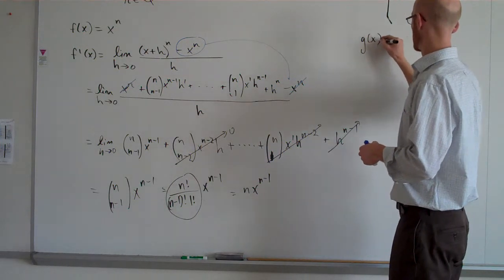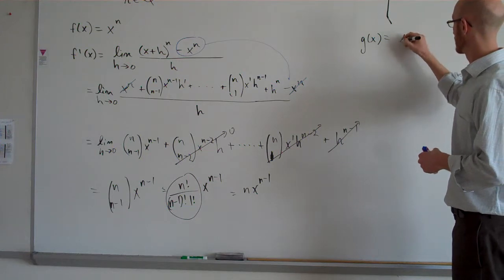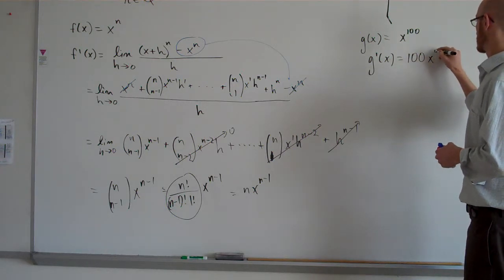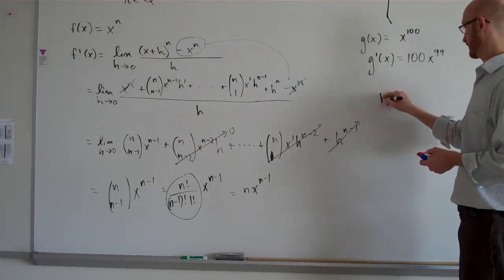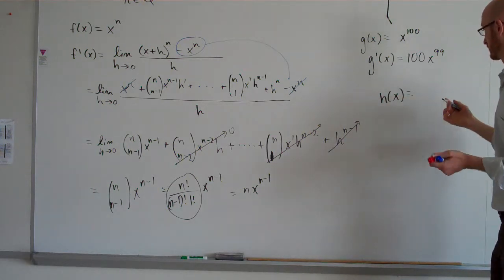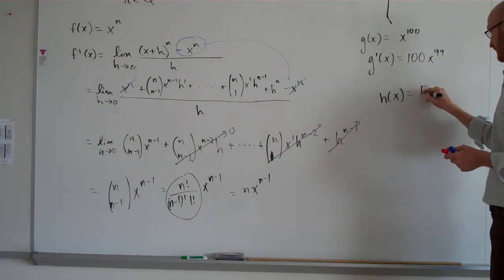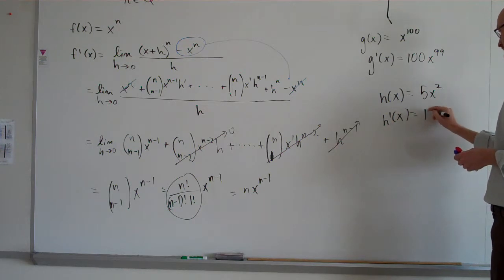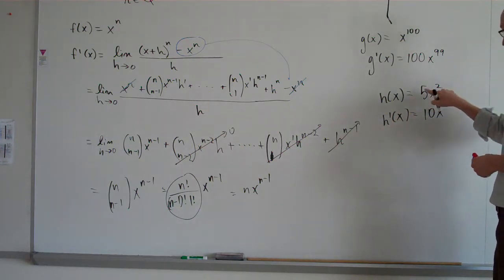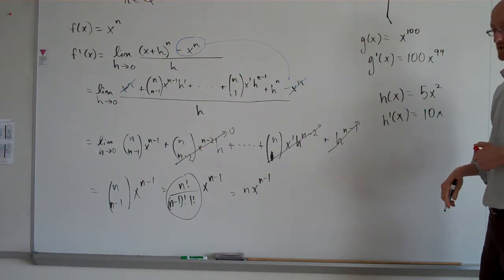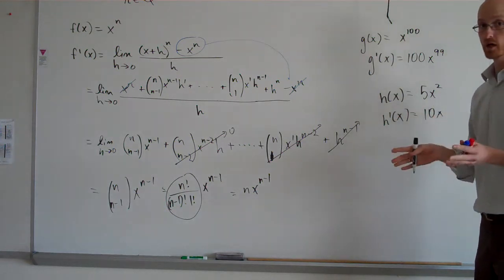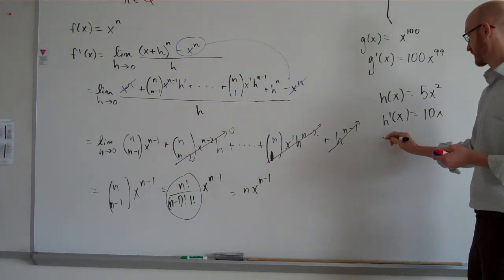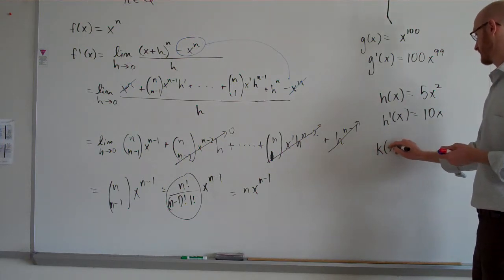So for example, for g of x equal to x to the 100, g prime of x would be 100 x to the 99th. For h of x equal to, let's say, 5x squared, h prime of x is equal to 10x. Notice we took the 2 and multiplied it by the scalar multiple. Didn't prove that already, but it's a pretty easy thing to prove. So any of these would work.